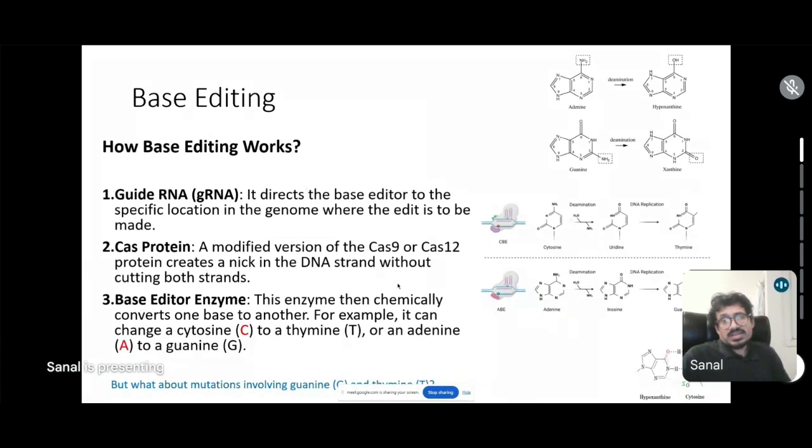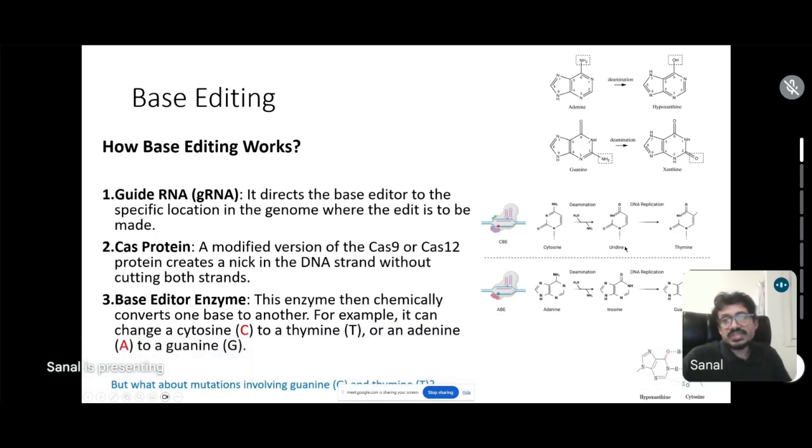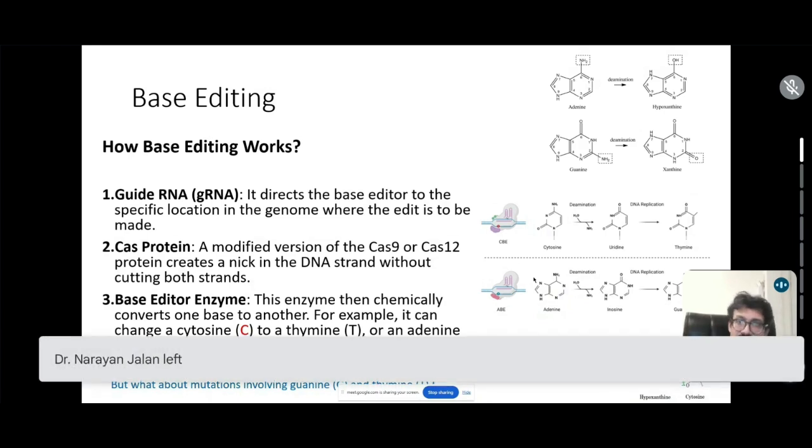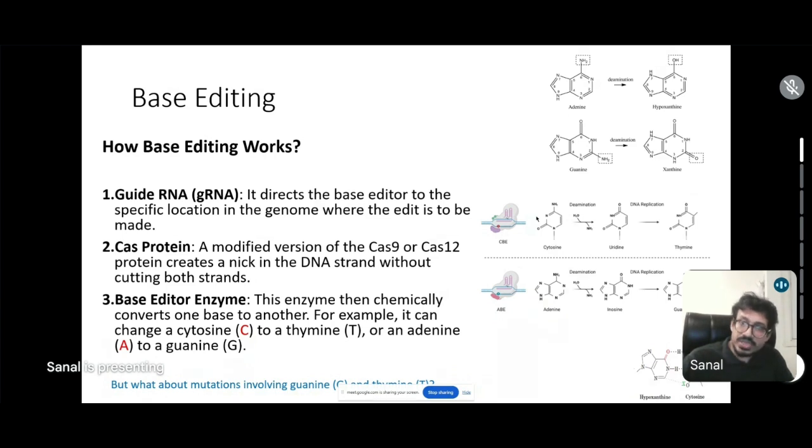So essentially what happens is that cytosine, for example, can be deaminated to uridine, and uridine is going to pair with thymine. In essence, you can change one nucleotide to another without actually cutting the DNA, which makes the entire process much safer.